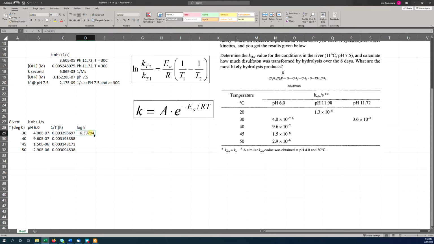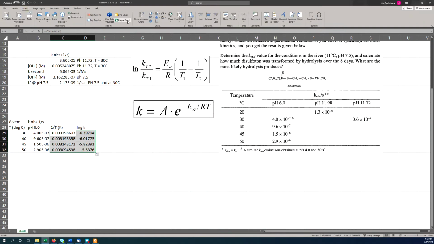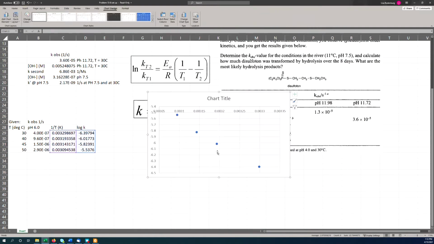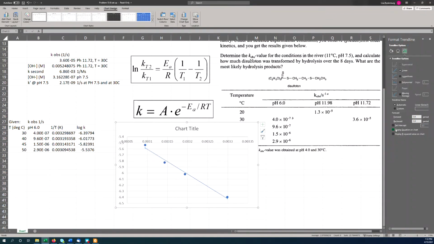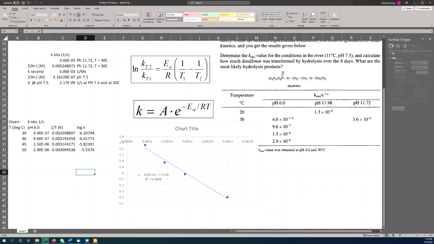Booyah. All right. And now we plot these. This is sort of like the Clausius-Clapeyron equation that we've been doing all along. And yes, they're quite linear, right? We could add a trend line. And yep, R squared's 0.98. That's pretty good for lab work. I'd be happy with that.